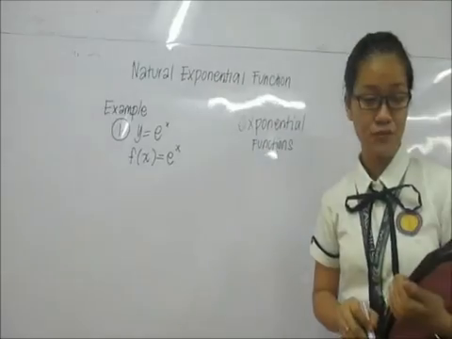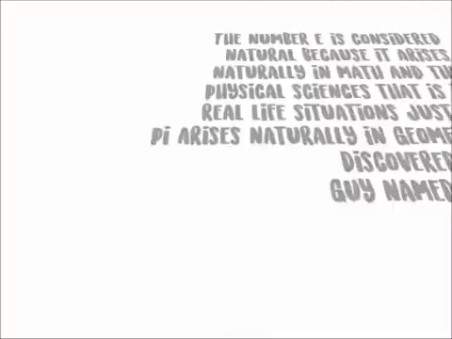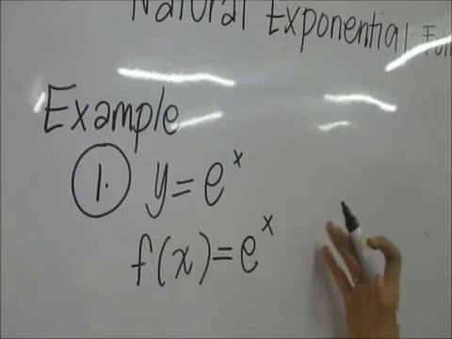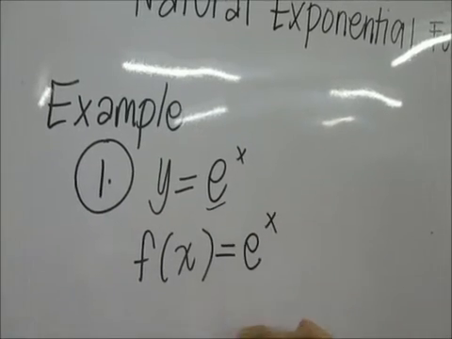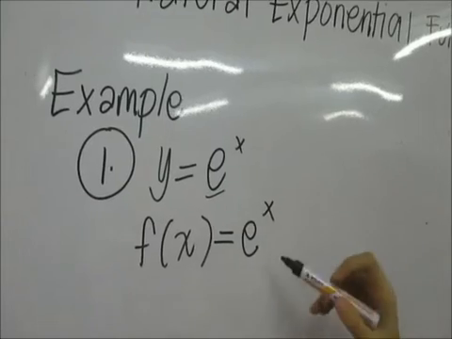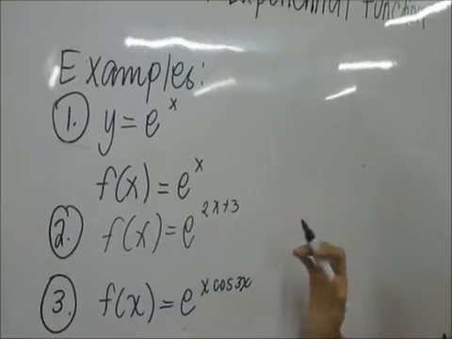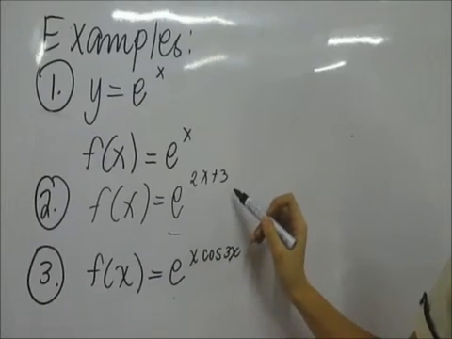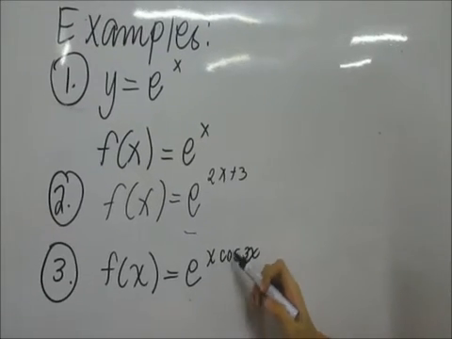So natural exponential functions are actually exponential functions with the base of e. e is considered natural because it arises naturally in math, just as pi arises naturally in geometry. For example, we have the equation y = e^x with the base of e, which is also equal to the equation f(x) = e^x. Other examples are f(x) = e^(2x+3) and f(x) = e^x cos(3x).